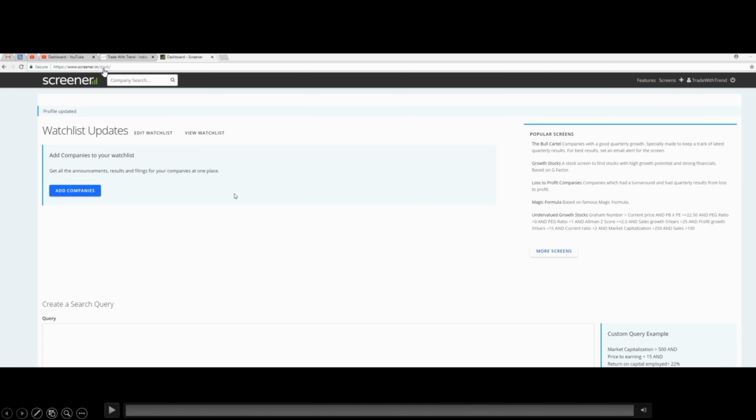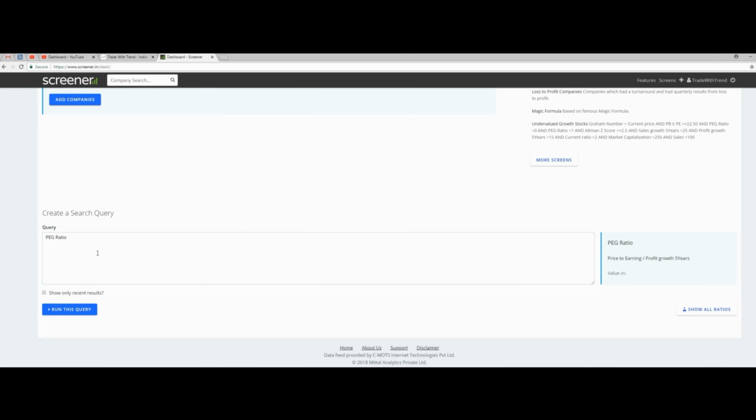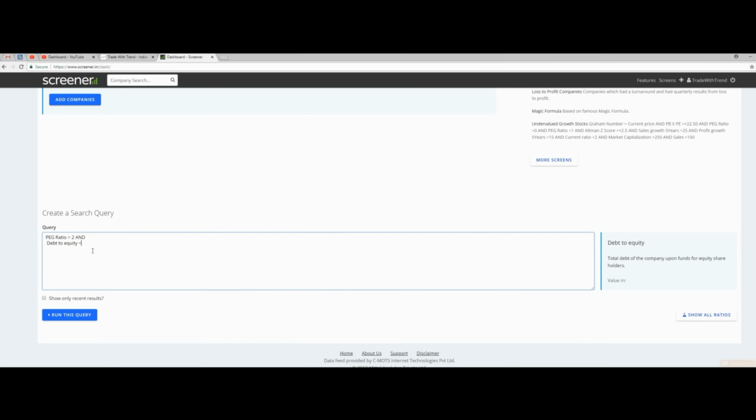So this is screener.in. You can enter it in your website. Now what I'll do is that in the query section, I write PEG ratio is greater than 2. So just browse below and select PEG ratio. This criteria should be put as greater than 2. Then we are going to put debt to equity. You select it here, should be less than 0.5. Then you need to move to market capitalization. This should be greater than 5,000 crores.